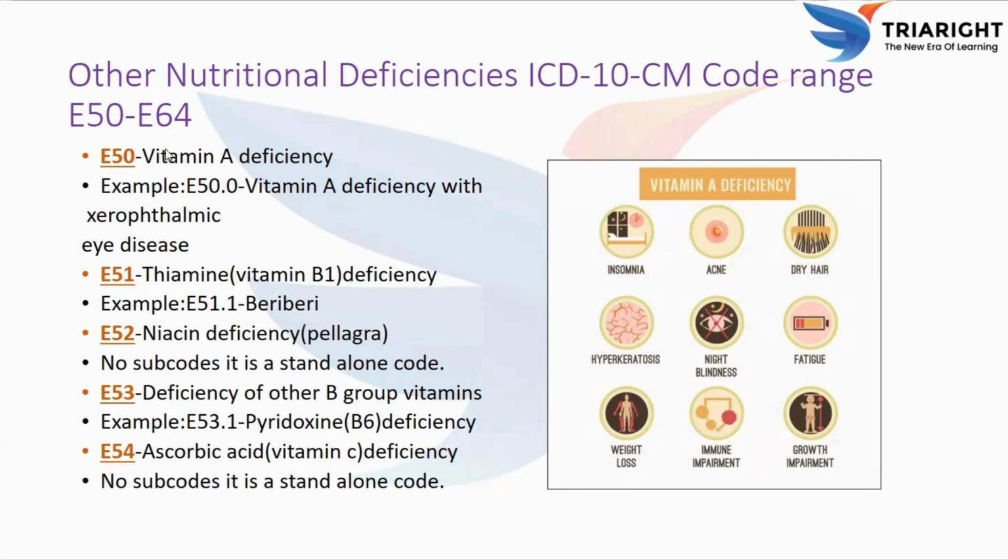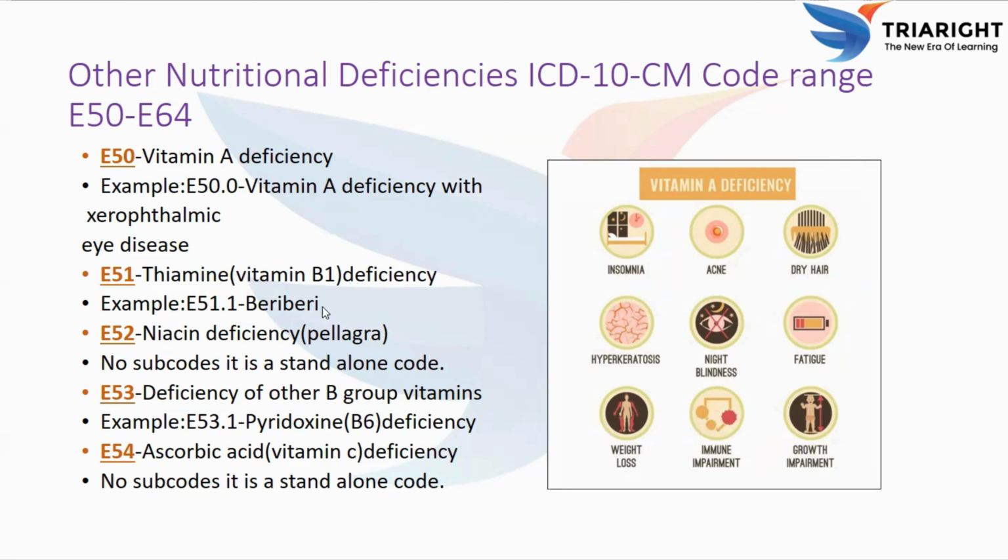So what is an example of vitamin A deficiency? E50.0. What is it? It's a vitamin A deficiency with xerophthalmic eye disease. It is nothing but dryness and damage of the eye, which can cause blindness.